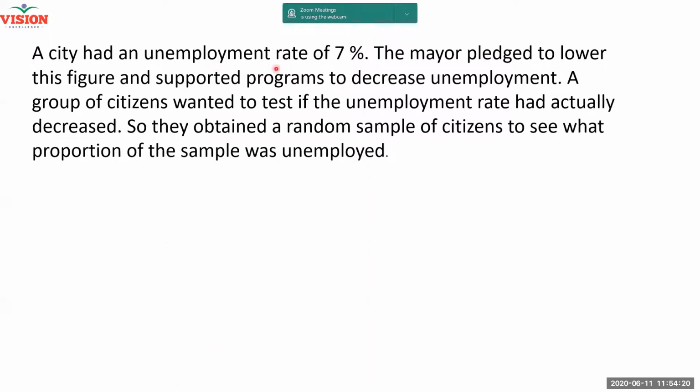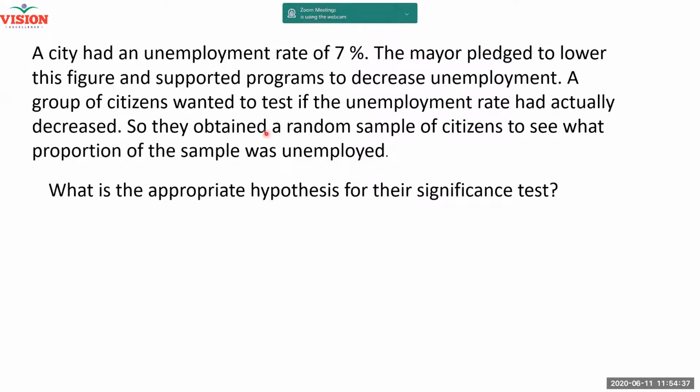A city had an unemployment rate of 7%. The mayor pledged to lower this figure and supported programs to decrease the unemployment. A group of citizens wanted to test if the unemployment rate has actually decreased. So they obtained a random sample of citizens to see what proportion of the sample was unemployed, right? He claims 7%. What is the appropriate hypothesis for the significance test? Here, null hypothesis is P is equal to 7% and alternative hypothesis is P is less than 7%, right?